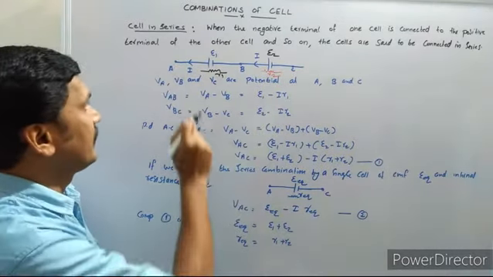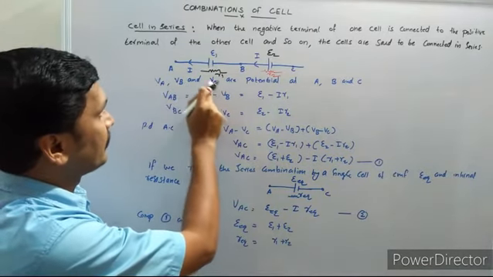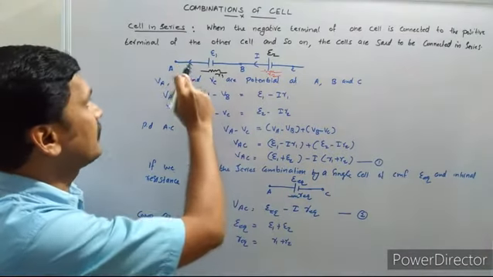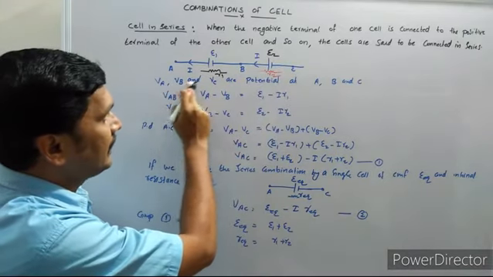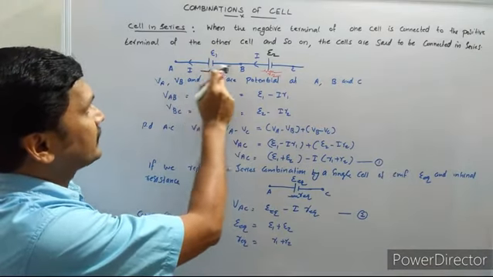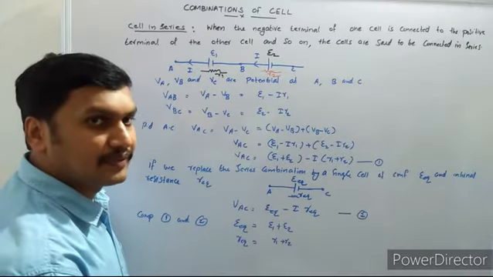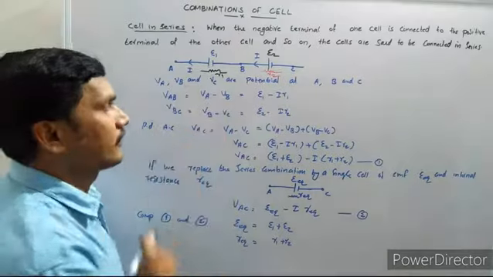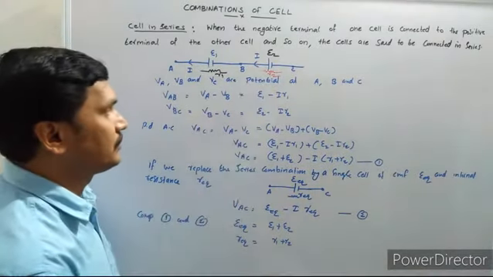For that, we take VA, VB and VC as the potentials at A, B and C. Now, a current is drawn from this combination. Say I is the current drawn from each cell. As they are connected in series combination, the same current is drawn from each cell. That is, I is the current drawn from E1 and E2.